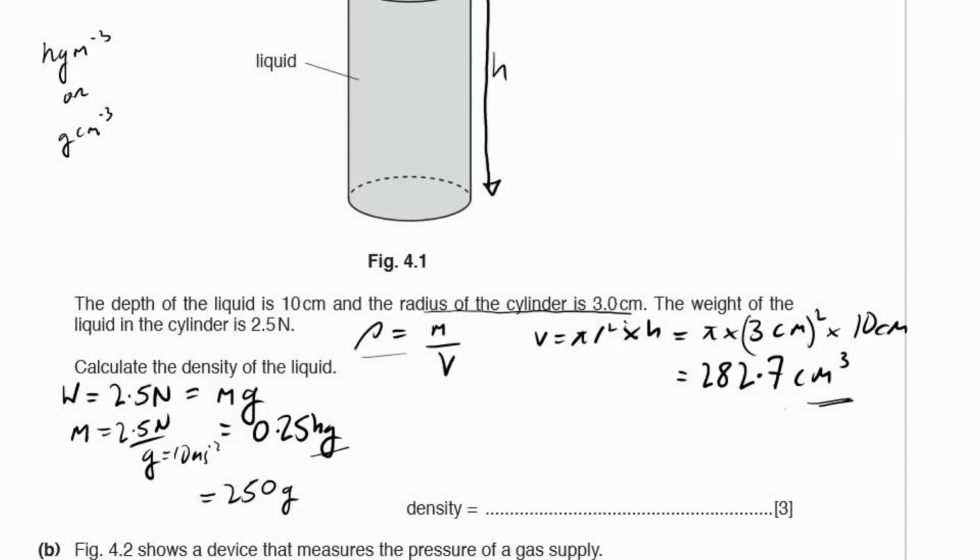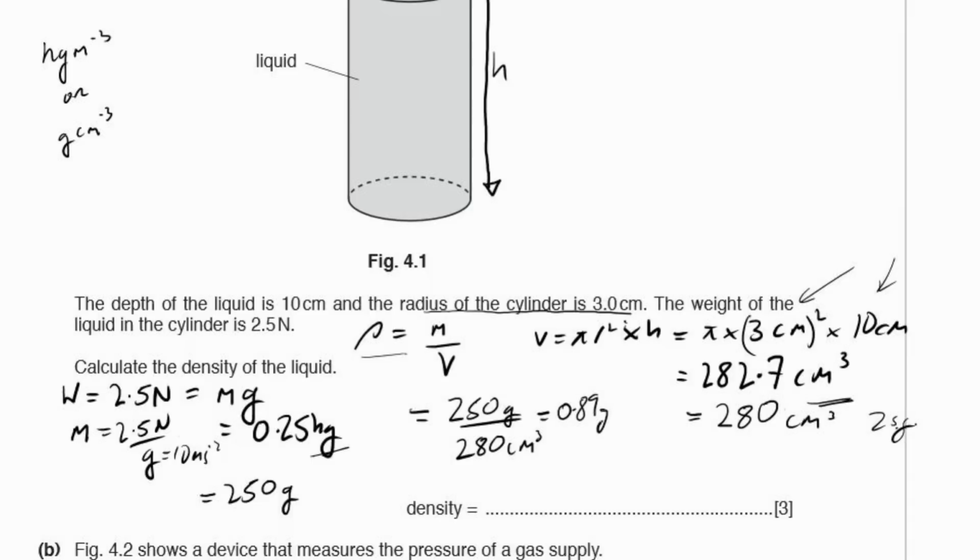Now, for our volume that we have, we're about to do our final part of the calculation. So let's look at the stuff we have. We've got one significant figure there, two significant figures there. Let's round that to 280 centimeters cubed. That gives us two significant figures. Now, we've got a situation where we can finish off our density. Density is mass over volume, which is then 250 grams divided by 280 centimeters cubed. That gives us our final answer there, 0.89 grams per centimeter cubed. That's my final answer there.